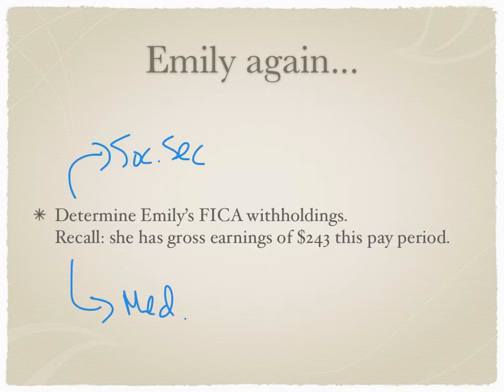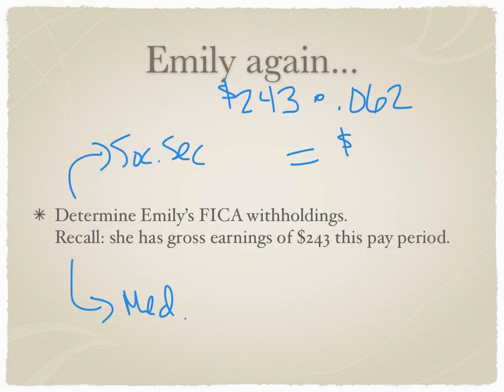So these tax amounts, all tax amounts, are rounded to the nearest penny. So we will go to 2 decimal places. To find Social Security withholding, we'll take the $243 that she earned, and we'll multiply that by 0.062, and we find that we get 15.066. We'll round that to the nearest penny, and we'll call that 15.07.